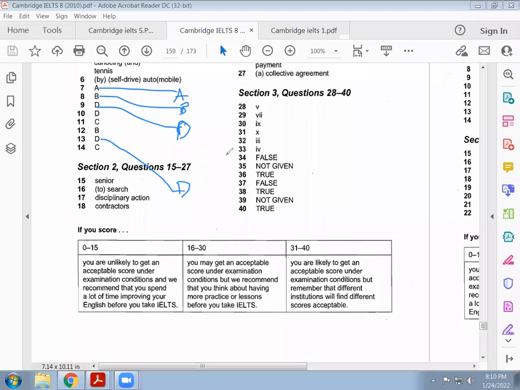Okay, I hope you understood now that the main essence is don't just merely find the words and then match them from the text. Try to understand what it means, then it will be easy for you to find out the answers. Thank you for watching.